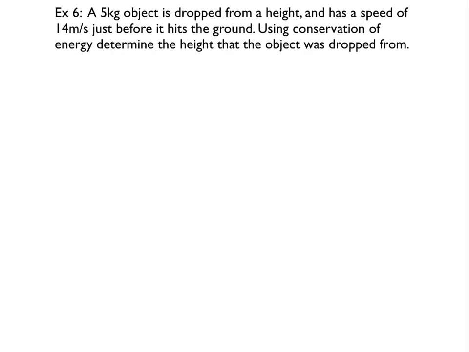Okay, let's do another example. A 5 kilogram object is dropped from a height and it has a speed of 14 meters per second just before it hits the ground. Using conservation of energy, determine the height that the object was dropped from. So let's write down our givens. All we have right now is our mass, our initial velocity, which is starting from rest at the top of the cliff, so it's 0, and our final velocity before it hits the ground is 14 meters per second.